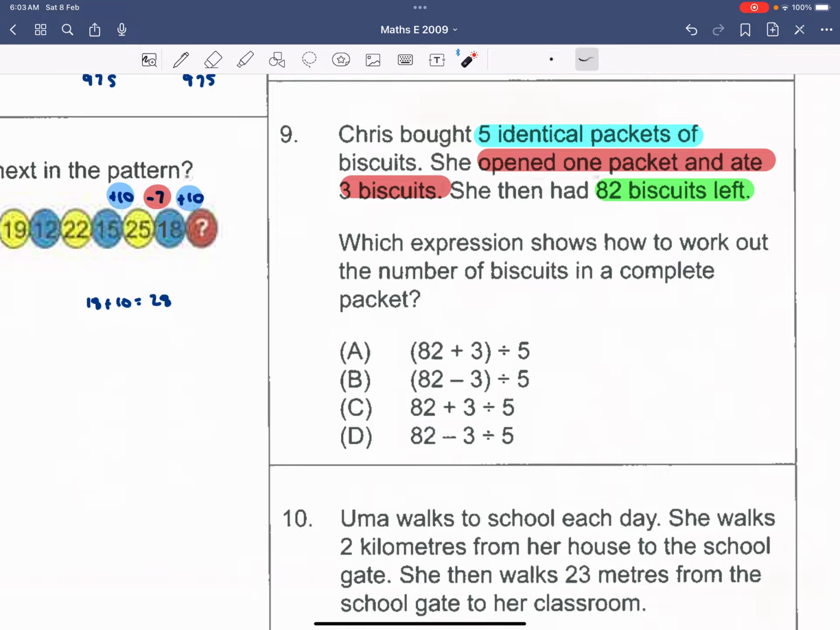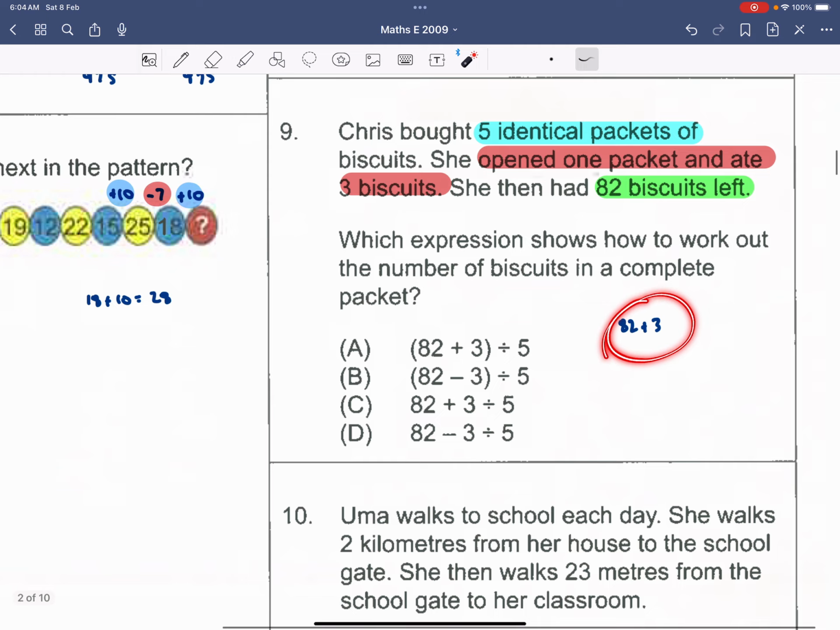Now, we have 82 biscuits left, but that's because she ate 3. So before she ate the 3 biscuits, she actually had 82 plus 3. I hope everyone realizes she had 82 plus 3 biscuits before she ate the biscuits. I keep saying she. Oh yeah, Chris, I guess it's a boy or a girl's name. So before she ate 3, she had 85 biscuits.